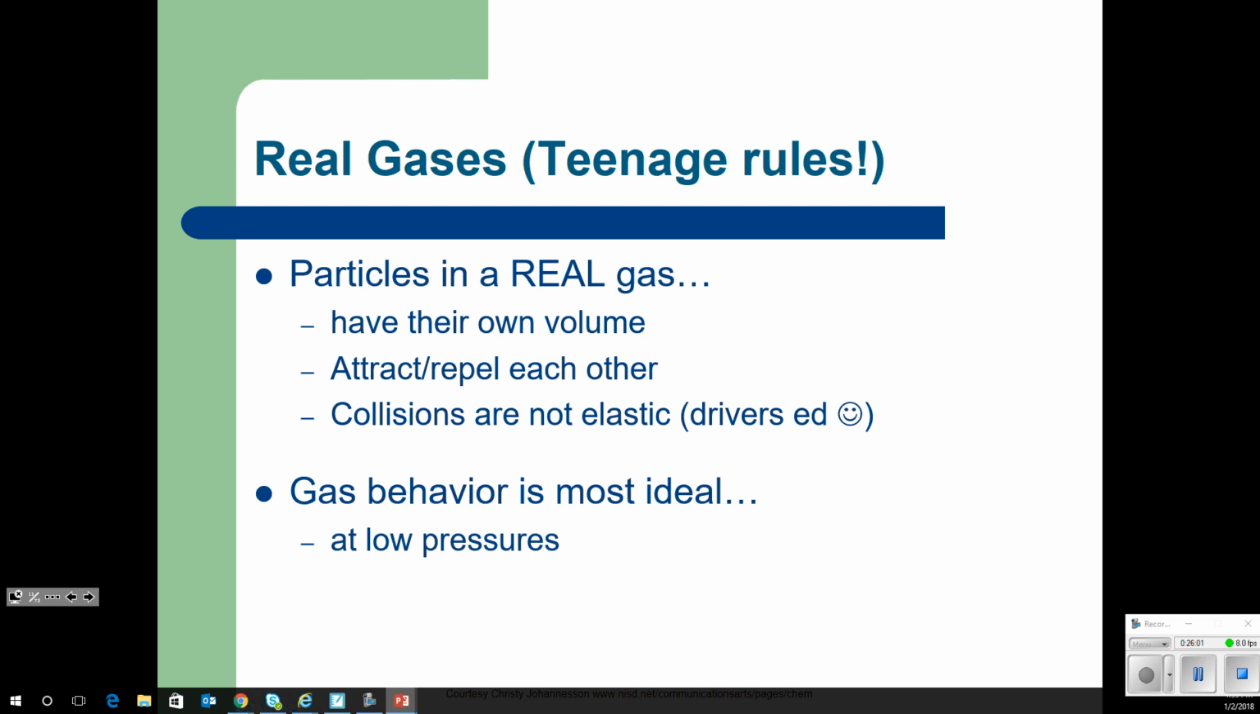Low pressure. I don't have to worry about tests. I don't have to worry about quizzes. I don't have to worry about homework. I've got low pressure, right? And I've got high temperatures. So I can play in the water, right?